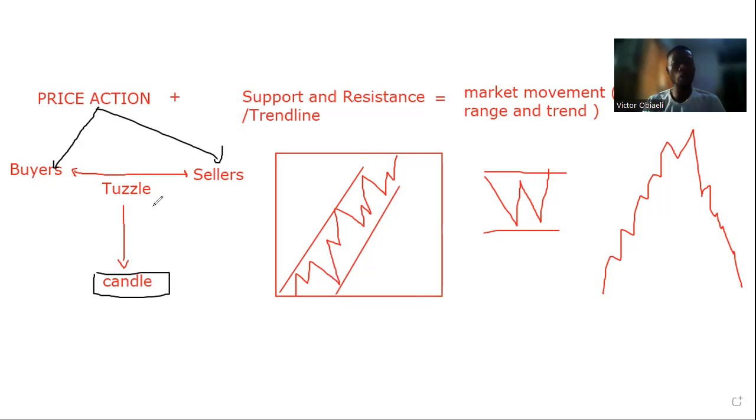Now, in order for us to be able to interpret the flow of the market, we need to understand that price action is just the representation of the buyers and the sellers. Their fight, the activities that happen between the buyers and the sellers. And it is represented by what? A candle.